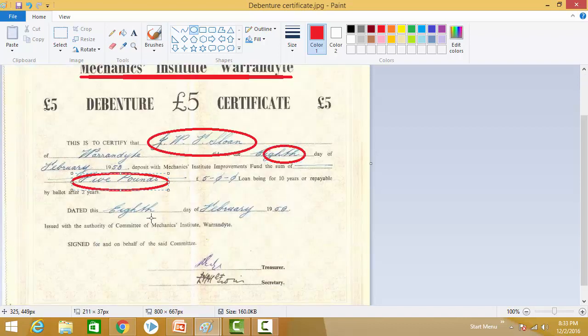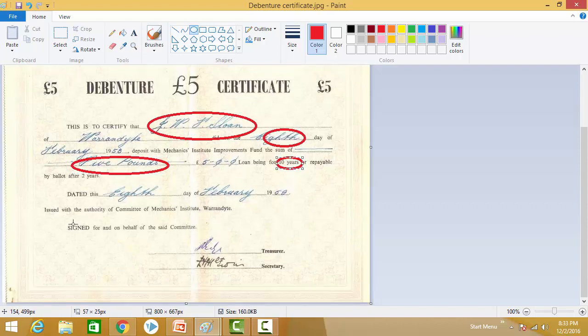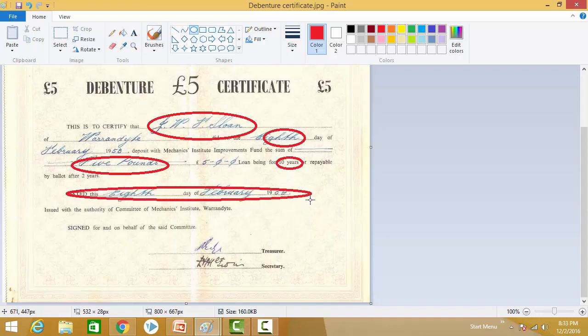£5. When will it be repaid? 10 years later. Okay, dated 8th Feb 1958. So from this date, after 10 years, this company owes £5 to this guy. It's a proof that this guy has invested money into the company, and then both of them will sign.